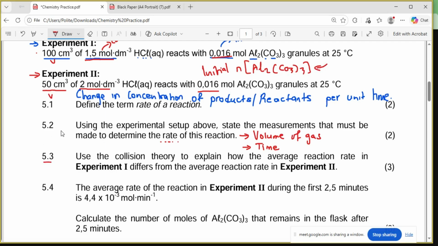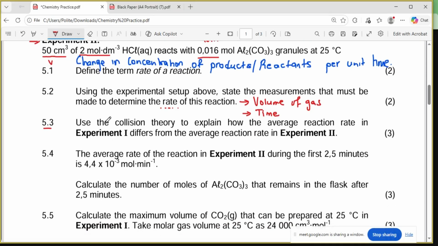Then we go to 5.3. But before that, do you guys have any question on that 5.2? No. Okay, what about 5.3? Use the collision theory to explain how the average reaction rate in experiment 1 differs from the average reaction rate in experiment 2. When you get this type of question, and this is 3 marks, you need to understand how the collision theory works. First thing first, tell us about the orientation, then you'll get 1 mark.